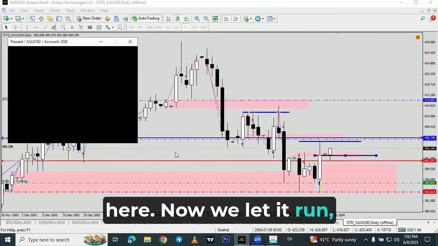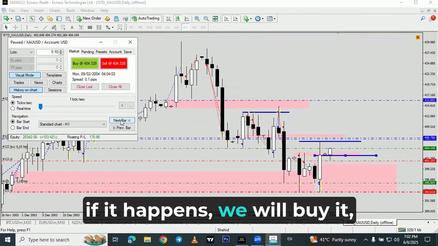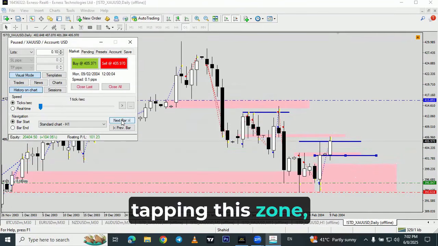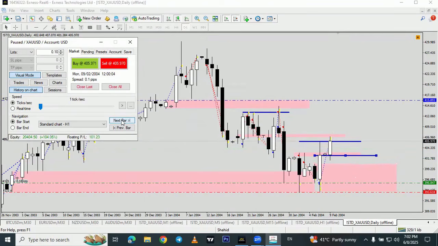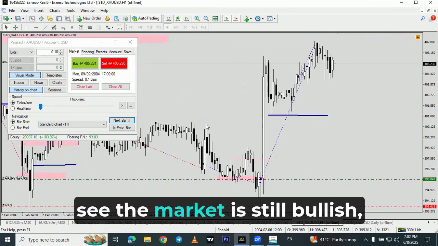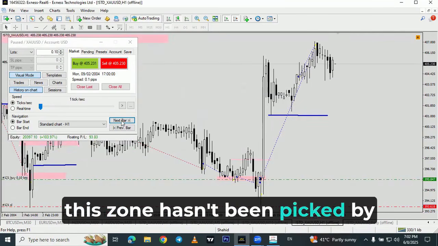The target is this, and we are taking it just below here. Now we let it run, wait for the bullish. If it happens, we will buy it. See, the target is done here. So here the market is tapping this zone. So now we see the texture changing here. See, the market is still bullish. This zone hasn't been picked by the market yet.